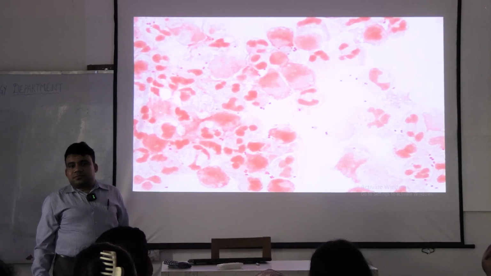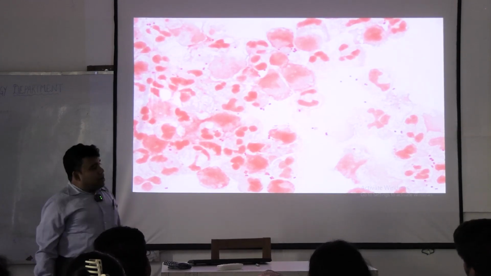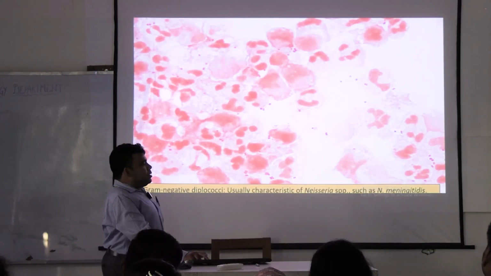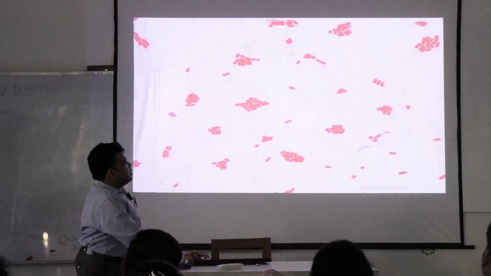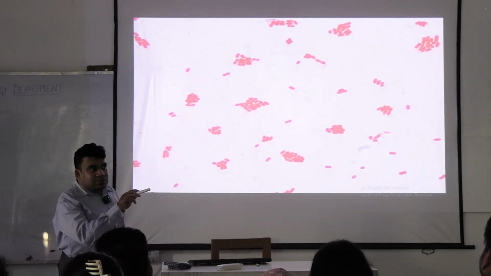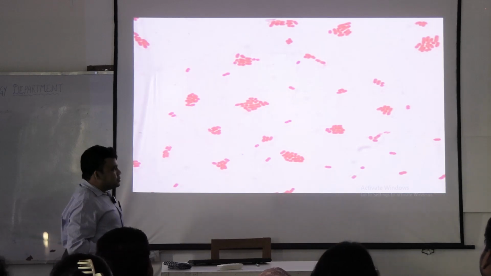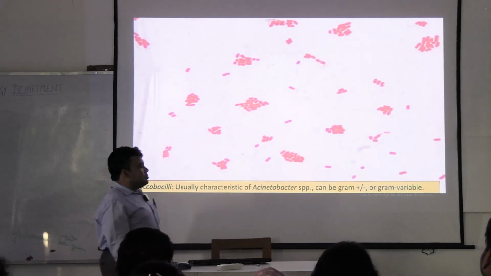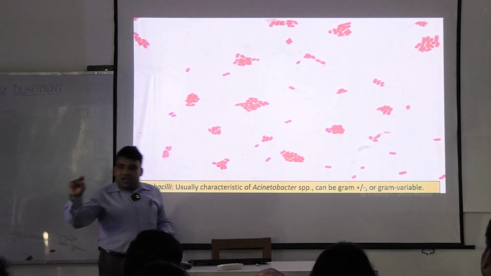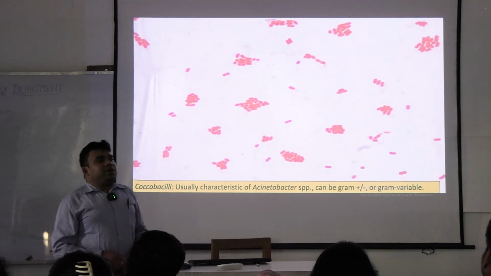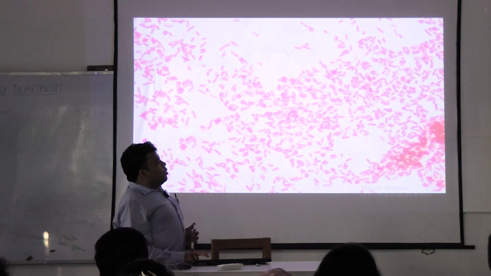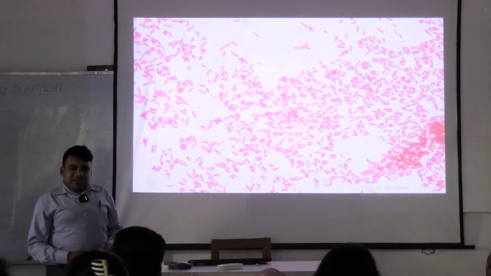What is this? Gram negative, what is the shape? Gram negative cocci. Example would be Neisseria. What is this? Cocci. Gram negative cocci. This is coccobacilli. Some are very small like cocci, some might look like bacilli. Okay, this is called as coccobacilli.